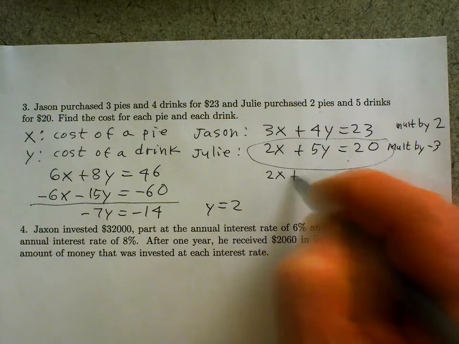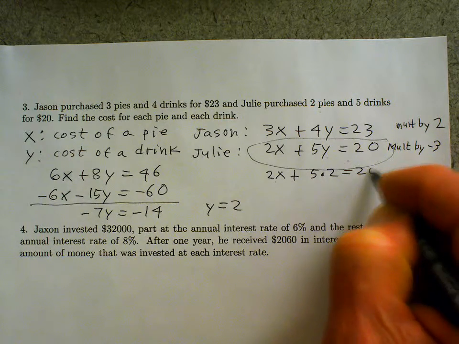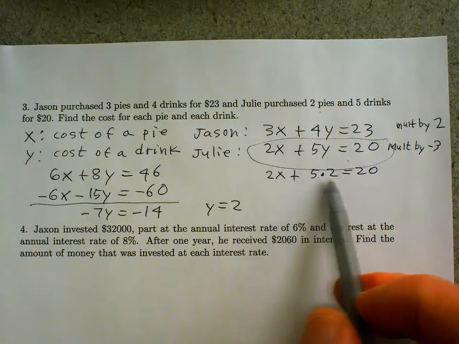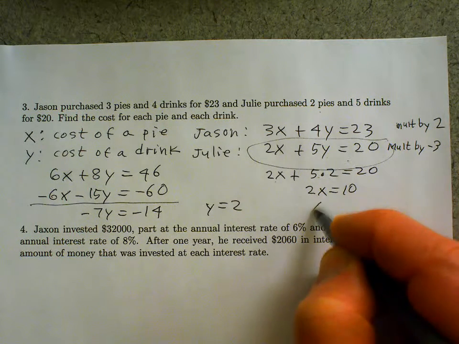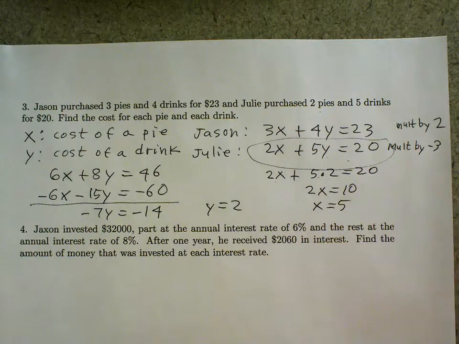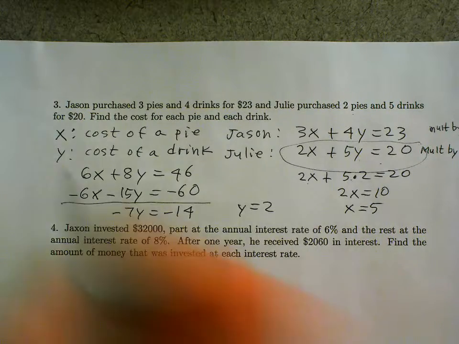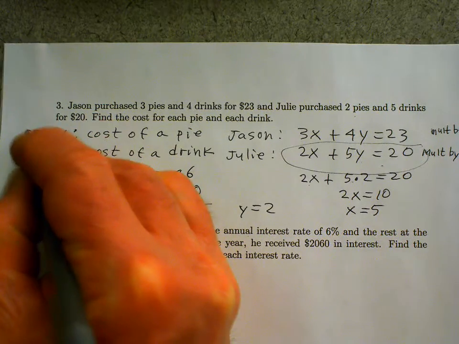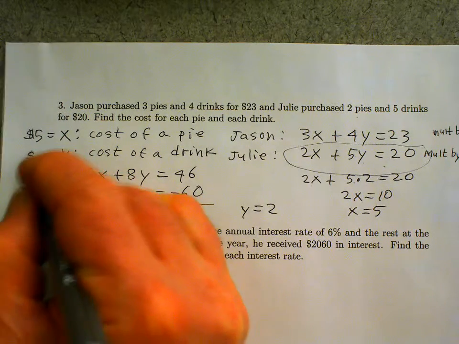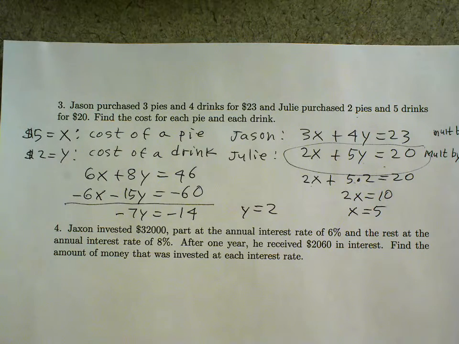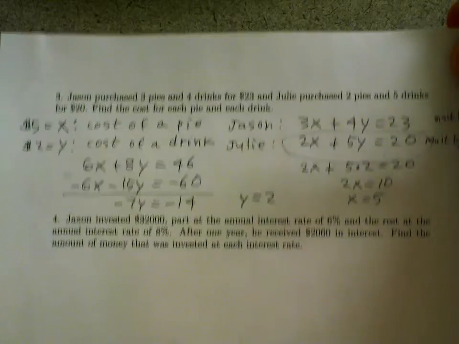So on this equation, replace y with 2. So 2x plus 5 times 2 is 20. This is 10, so we subtract 10 from both sides. We get 2x equals 10. Divide both sides by 2, we get x equals 5. Okay, so $5 is the cost of a pie, and $2 is the cost of a drink. Okay, let's move on to the next problem, number 4.